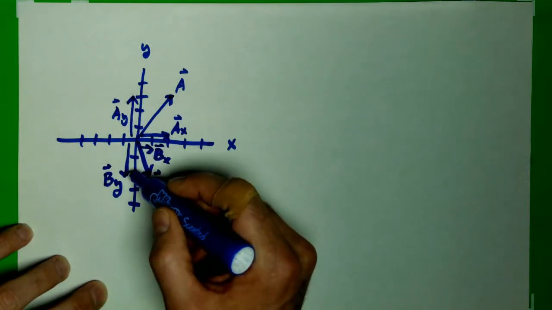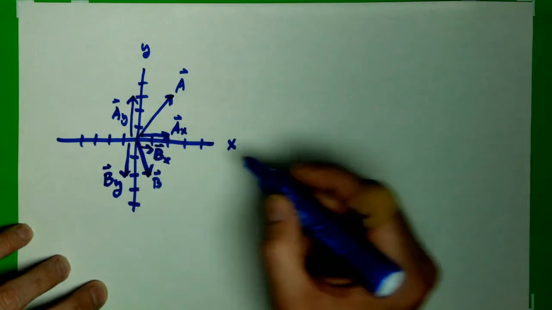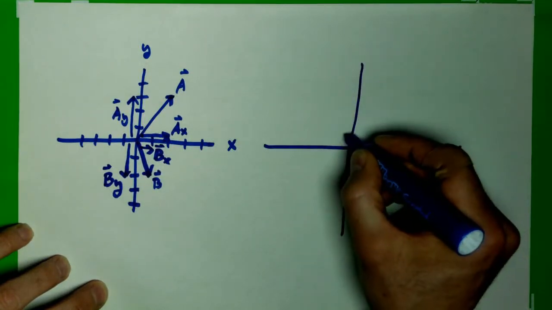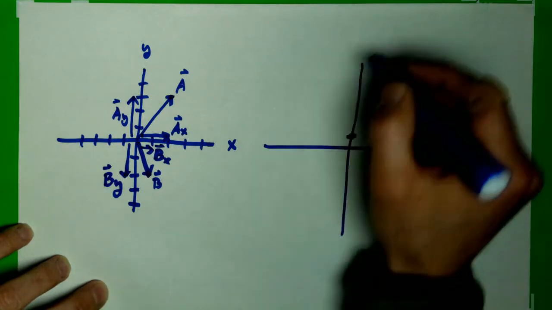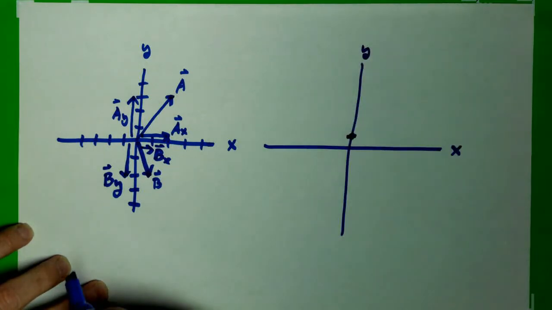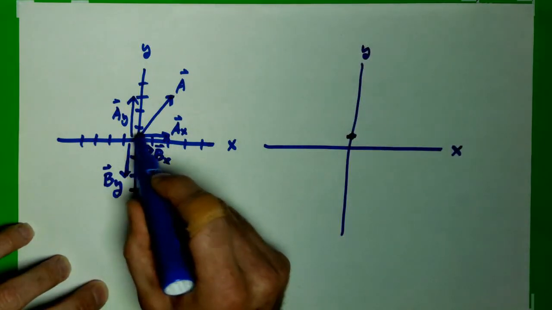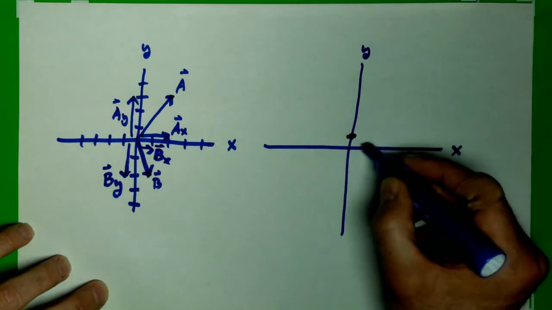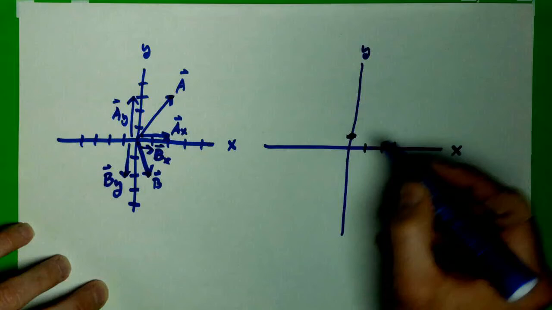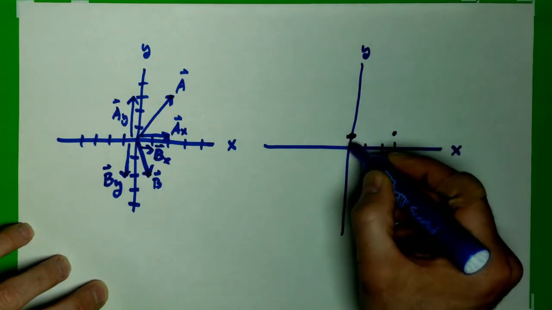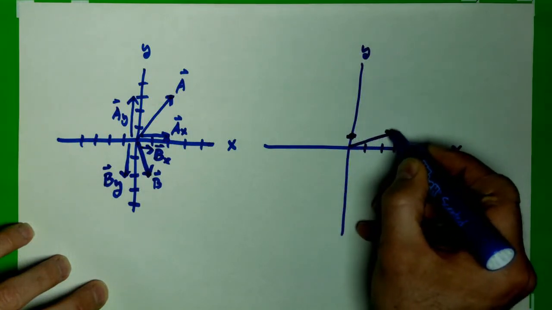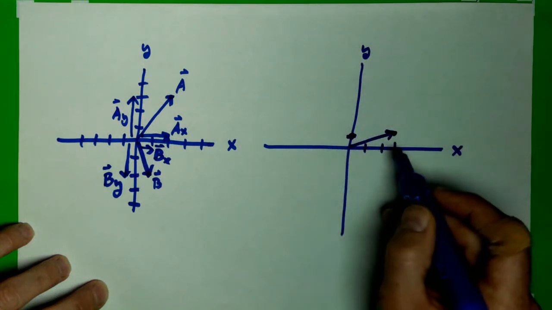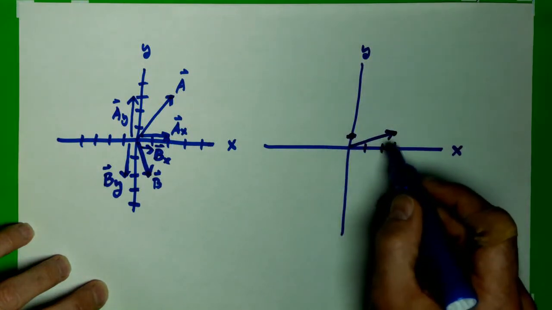So if I add those together, I get a total of 1 unit up. So I'm going to be 1 unit up on my new vector. And Ax is 2 units to the right, and Bx is 1 unit to the right, so there's a total of 3 units to the right. So my net result then is going to be this vector. It's 3 units to the right and 1 unit up.